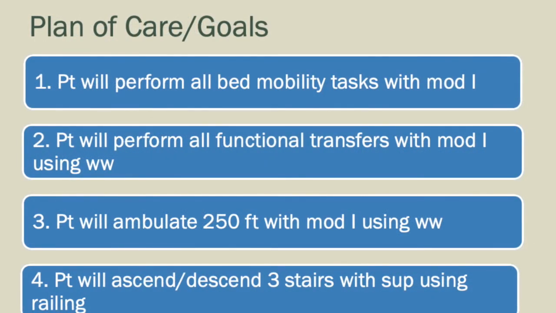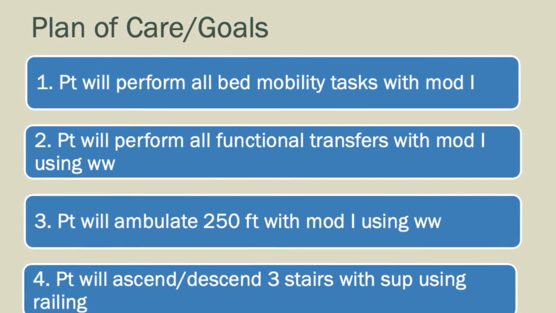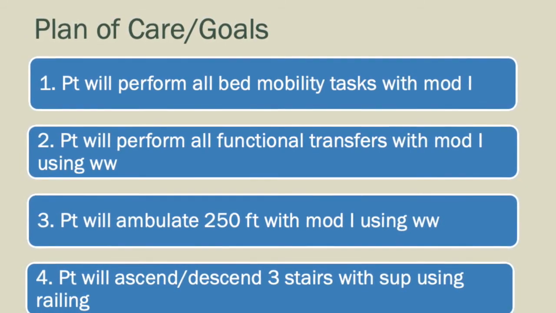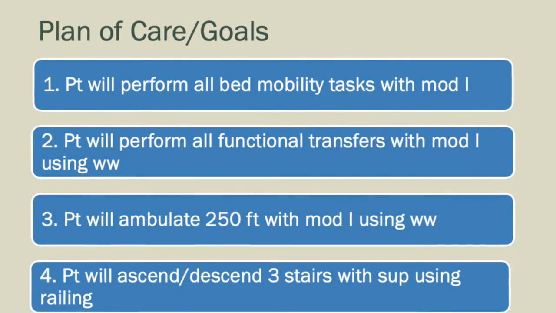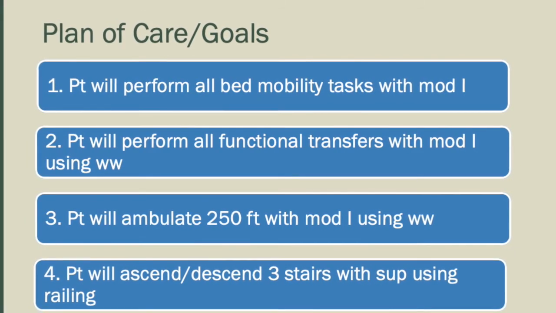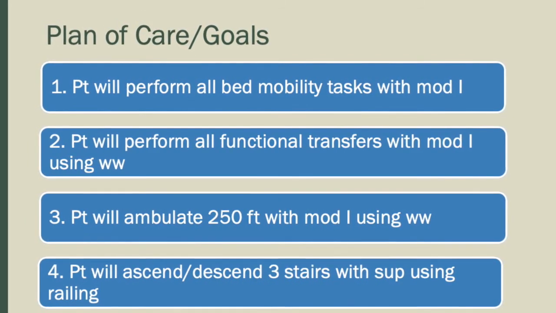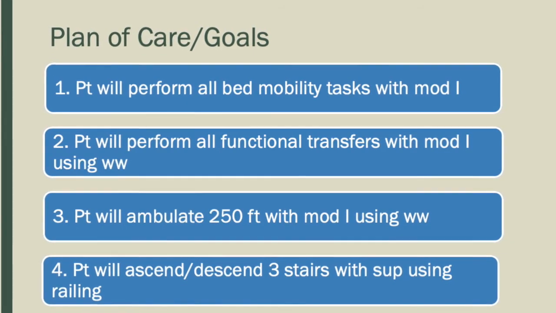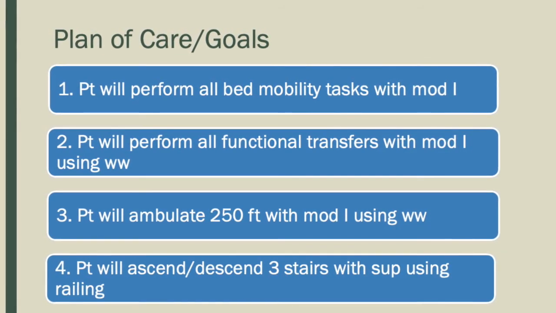Following a total knee replacement, goals are oriented towards improving functional mobility. These include bed mobility, functional transfers, gait and ambulation, and stair management. I will give you all a minute to read through the goals for this patient.